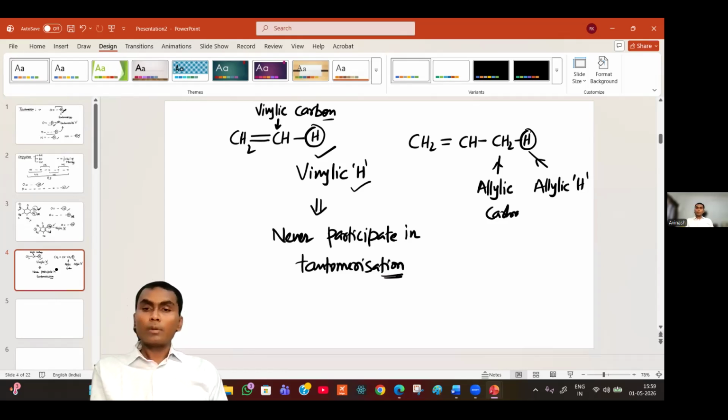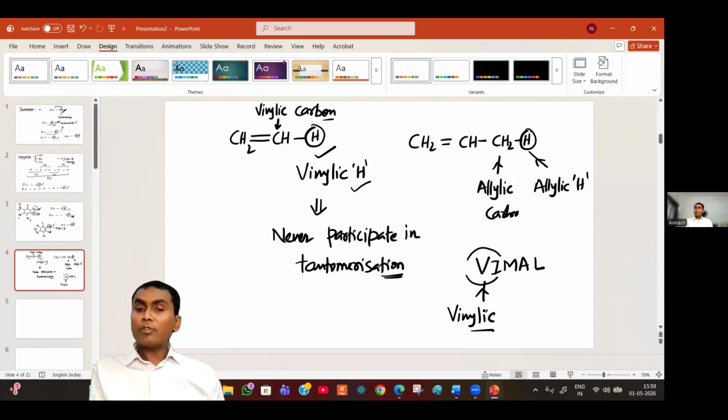Suppose here, how can you memorize this? This one is called Vimal Pan Masala. You can hear it in ads, Vimal Pan Masala. It is very famous. So VI, this is called vinylic. Vinylic. And one carbon later, it is called allylic.